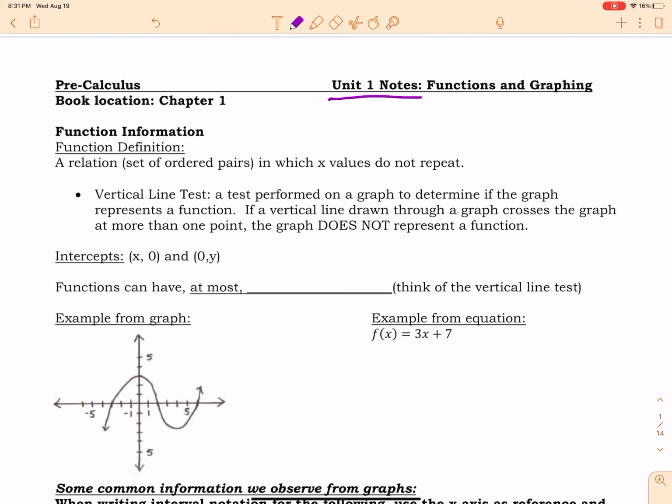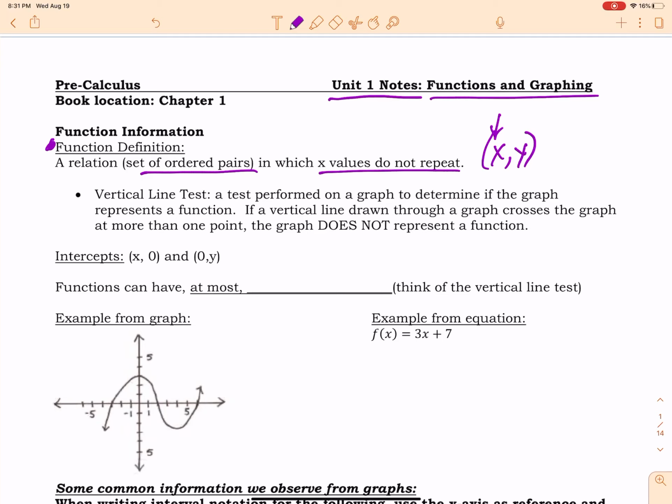I don't want to drone on for hours and hours here, but I do want you to have some good information. So some of this stuff is going to be review for you from algebra because we are dealing with functions and graphing. And first, of course, I've got my definition of a function here. A function, of course, is a set of ordered pairs where the x values do not repeat. So that means that whatever this x value is, none of the other ordered pairs in that function are going to share that x value.